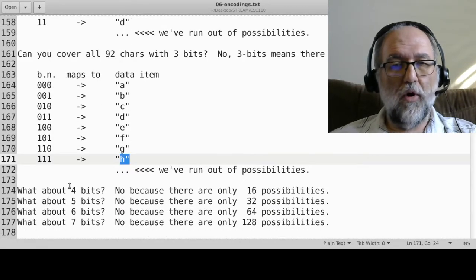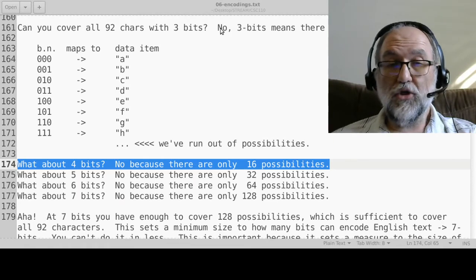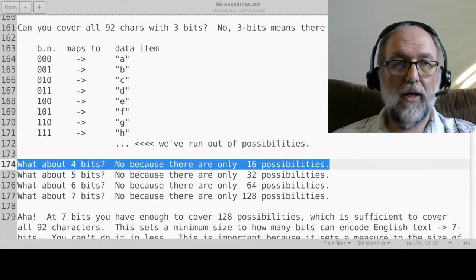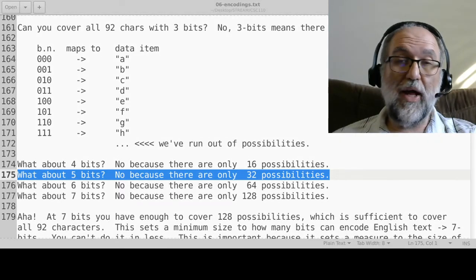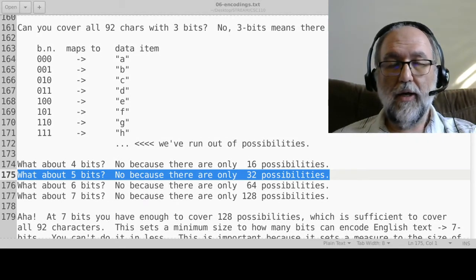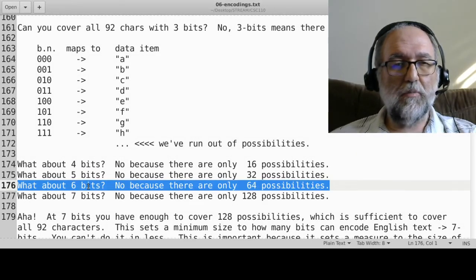So, okay, well, what about 4 bits? Well, with 4 bits, if you did the analysis, it turned out to be 16 possibilities. Okay, all right, fine. What about 5 bits? With 5 bits, you'd have 32 possibilities. Okay, that's still not enough because you need to get to 92. All right, fine. Let me do 6 bits.